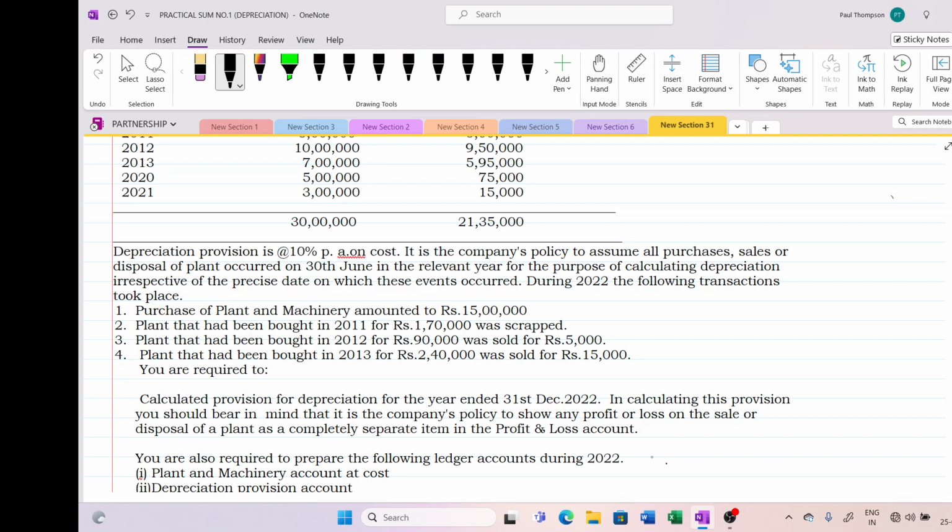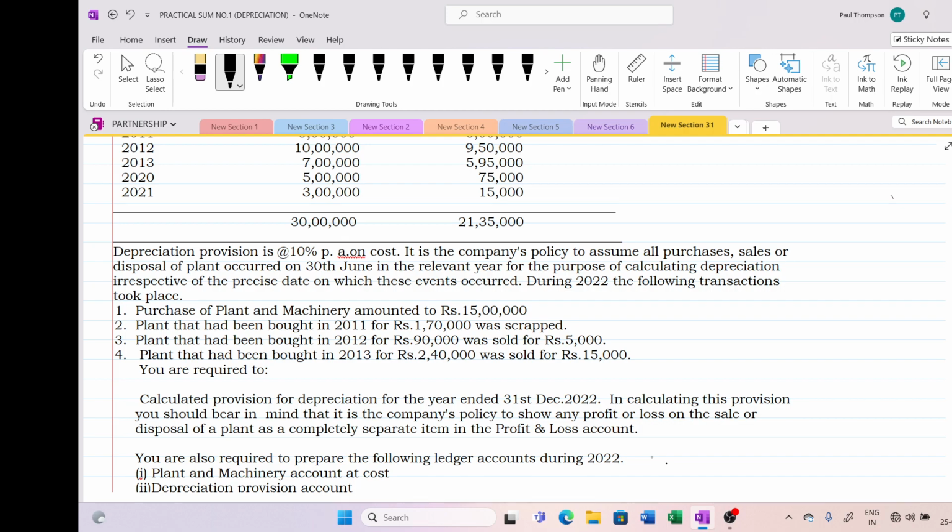The company's policy is to assume all purchases, sales, as well as scrapping or disposal occurred on 30th June. Whatever the case may be, they are assuming it is on 30th June of the particular year, whether it is purchased or sold or scrapped or disposed.